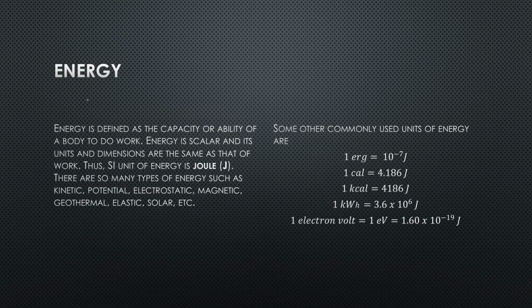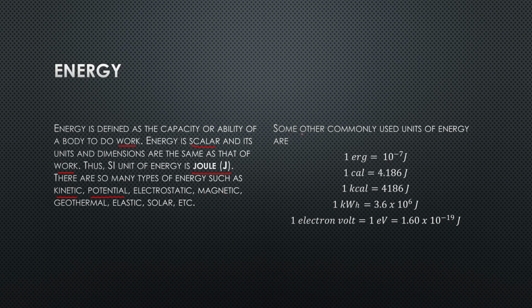So energy is defined as the capacity or ability of the body to do work. Energy is scalar and its units and dimension are the same as that of work. So the SI unit of energy is also joule. There are many types of energy such as kinetic energy, potential energy, electrostatic, magnetic, geothermal, and so on.